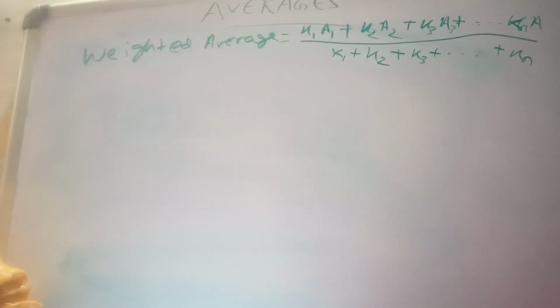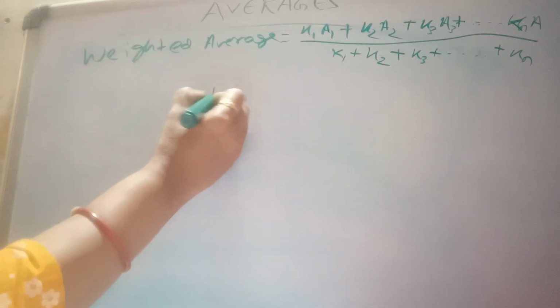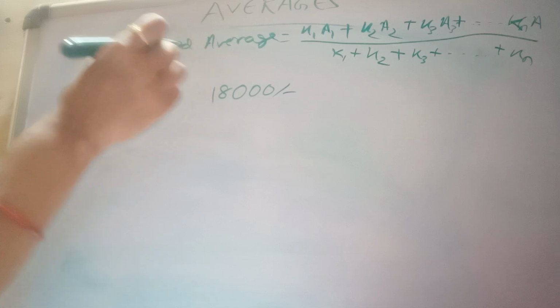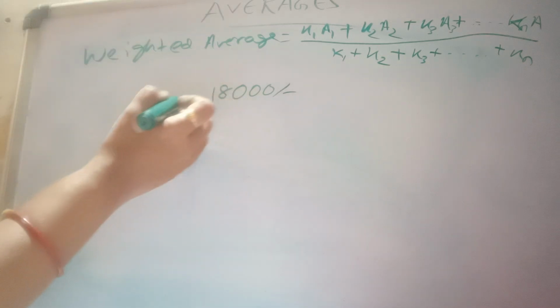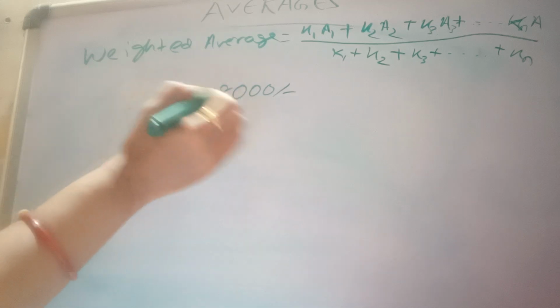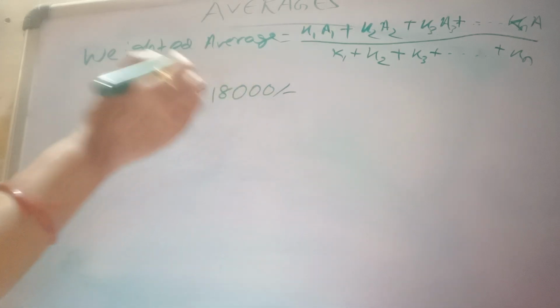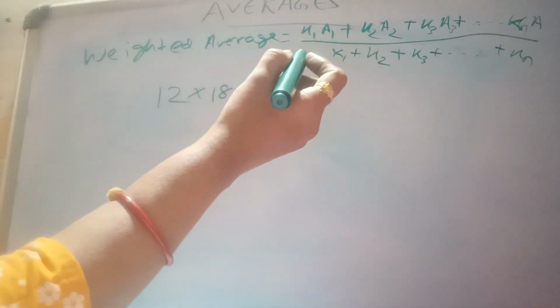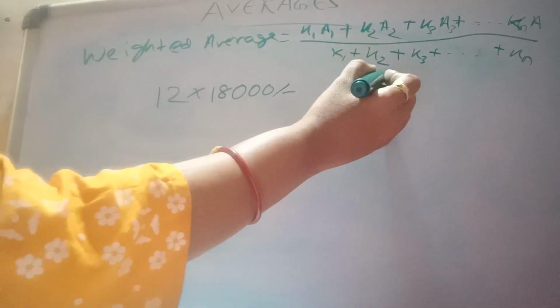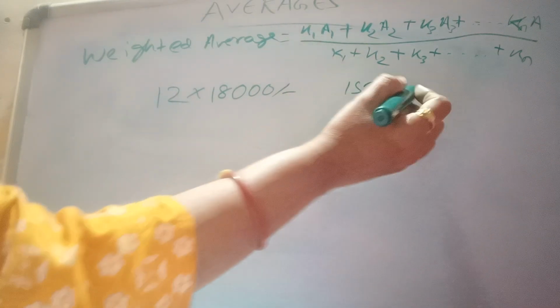Let's see one example so that we can understand. The average salary of 12 employees of Star Plus is 18,000 per month, and the average salary of 15 employees of NDTV is 16,000 per month.